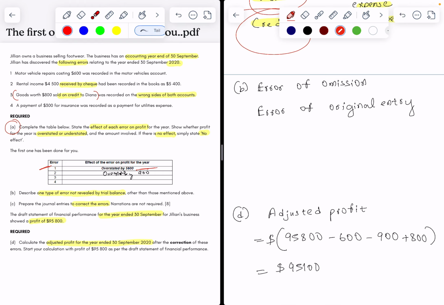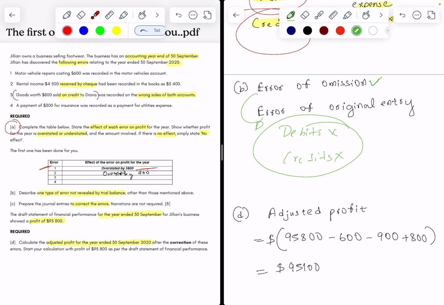So this is pretty straightforward. It is the error of omission. The reason this is an error of omission is because you have completely forgotten to record a transaction where you have missed your debits and you have also missed your credits. Therefore, your debits and credits would balance anyway when the trial balance is done, because it wouldn't know what transaction went missing, right?